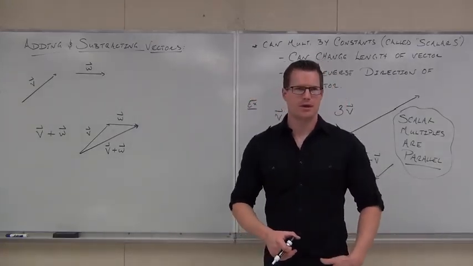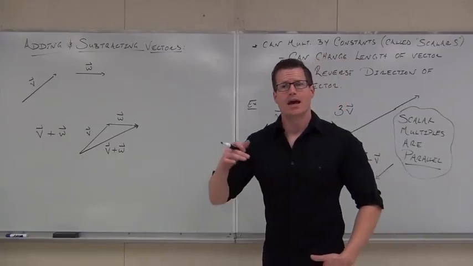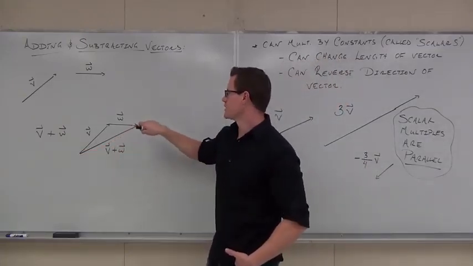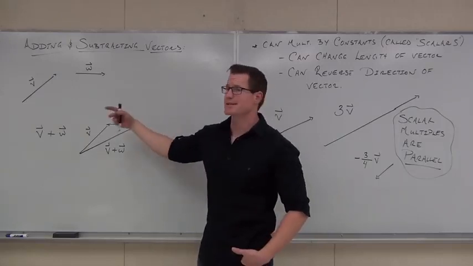That's what that idea is. Quick hit, and if you're okay with that one. So basically put them end to end and draw from the initial point of your first vector to the terminal point of your second vector. And you can extend the concept.